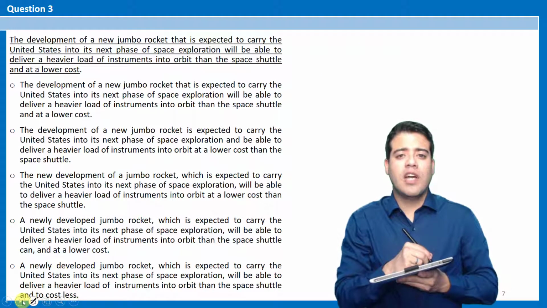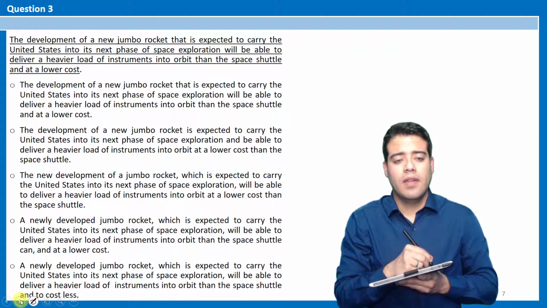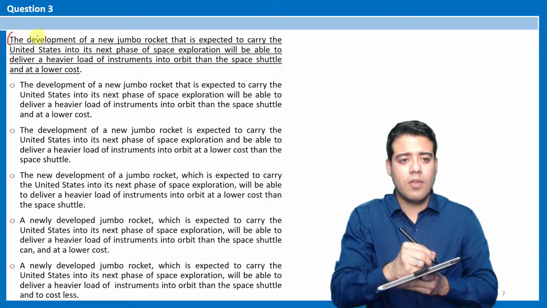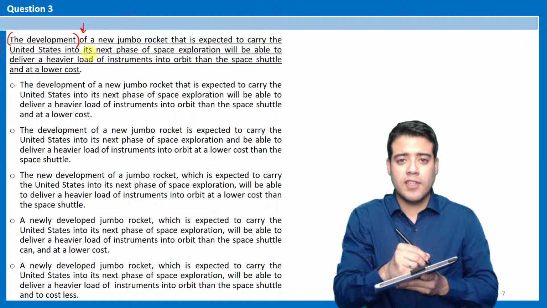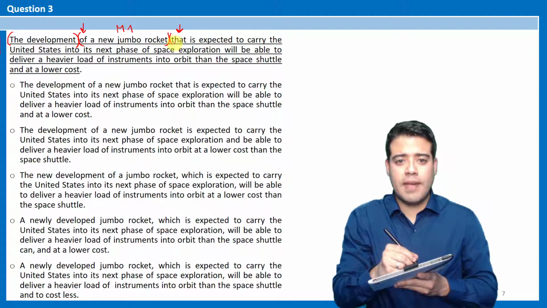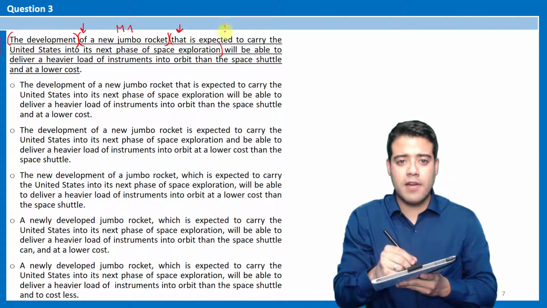So, let me show you this concept with a real GMAT question. Again, we need to find the subject and the verb. So here, you're starting with the development. Again, the preposition of starts a modifier, a prepositional phrase. And then the word that starts another modifier. So basically you have of a new jumbo rocket, that's modifier number 1. Then you have that is expected to carry the United States into its next phase of space exploration. That's modifier number 2. And then you have the verb.